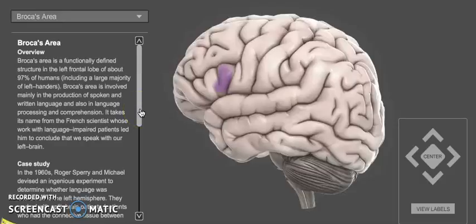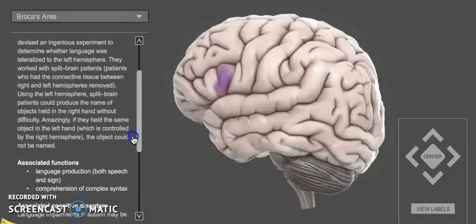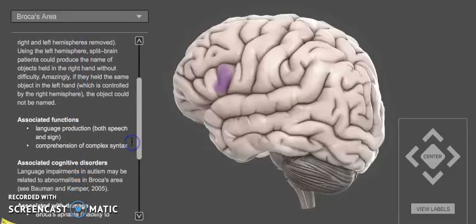And it takes its name from the scientist whose work with language impaired patients actually led him to conclude that we speak with our left side of our brain. Some associated functions with the Broca's area are language production, both speech and sign language, and the comprehension of complex syntax, which we were just reading about.